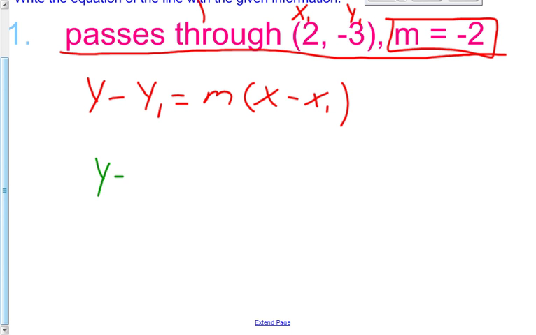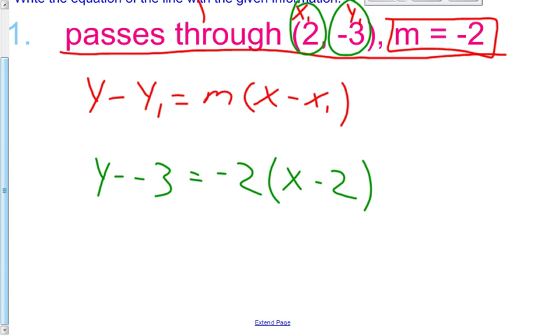Y minus the y coordinate. So y minus this y1. Y minus a negative 3. That equals my m, which is my slope, negative 2 times the quantity, x minus the x coordinate. And the x coordinate is 2.